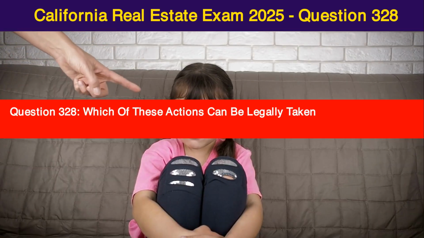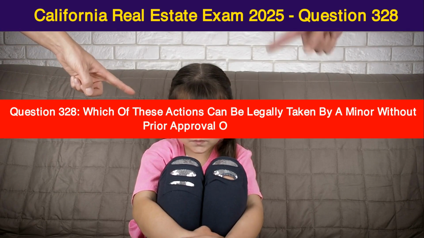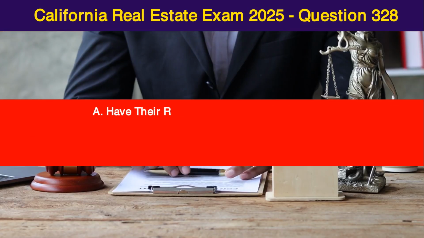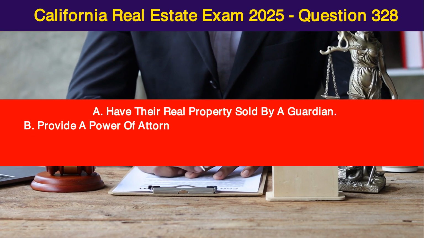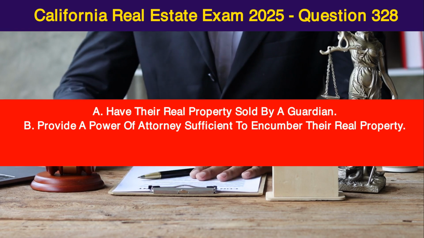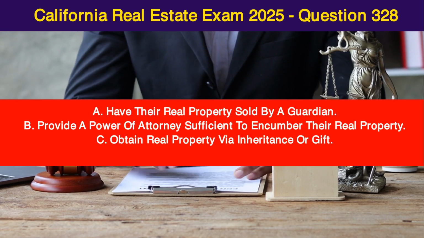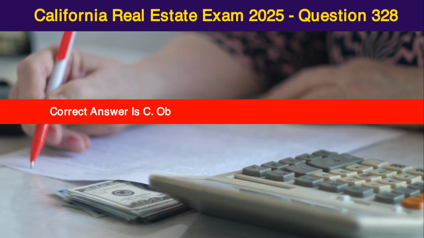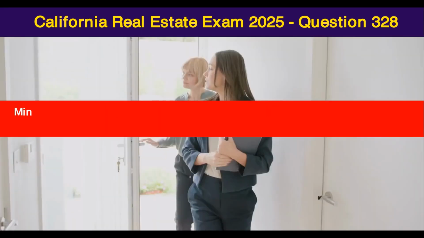Question 328. Which of these actions can be legally taken by a minor without prior approval of the court? A. Have their real property sold by a guardian. B. Provide a power of attorney sufficient to encumber their real property. C. Obtain real property via inheritance or gift. D. Both A and C. Correct answer is C. Obtain real property via inheritance or gift.